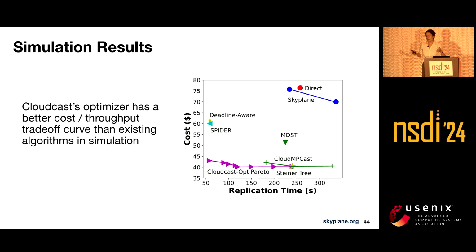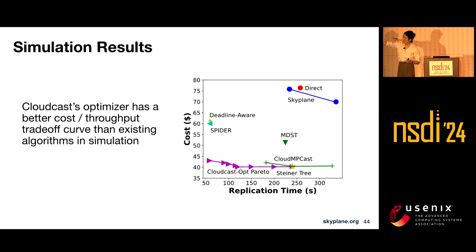So to start with, a simulation result that we did with a bunch of different data points. The line in purple is the Cloudcast Pareto curve of cost versus replication time. As I mentioned, the optimizer can take in different replication time constraints. So for this result, we entered a bunch of different constraints to get this curve. And we did something similar for Cloud MPcast and Skyplane to also get similar curves. You can also see that direct is much more expensive and slower than many of the solutions that we get with Cloudcast. And the Steiner tree and minimum spanning tree solutions are relatively cheaper, but still much slower compared to Cloudcast.